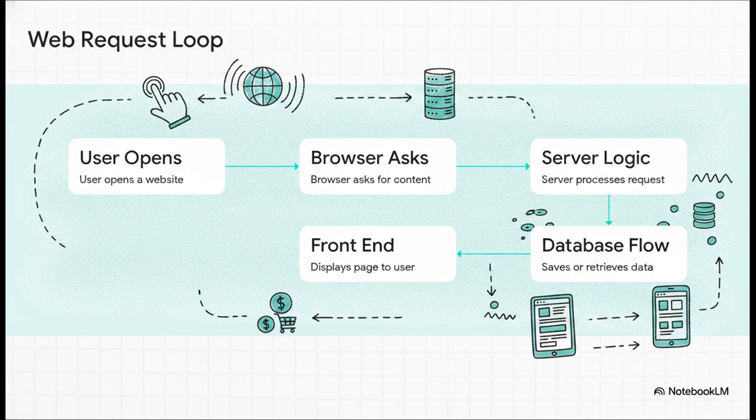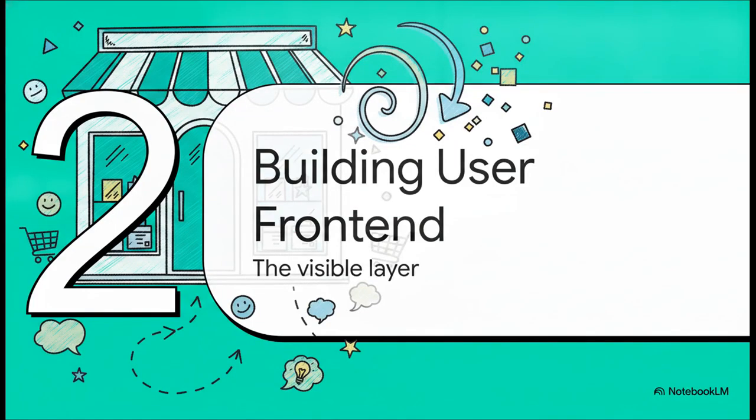Every single time you click a button, refresh a feed, or submit a form anywhere on the web, you are kicking off this exact cycle. Mastering this loop is literally how you master web development. Moving on to Section 2, building the user front end. This is constructing that visible layer.